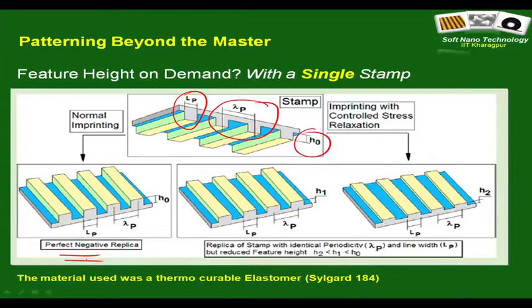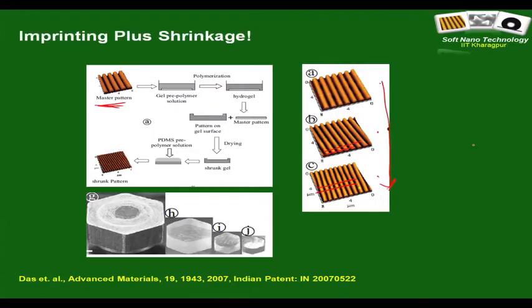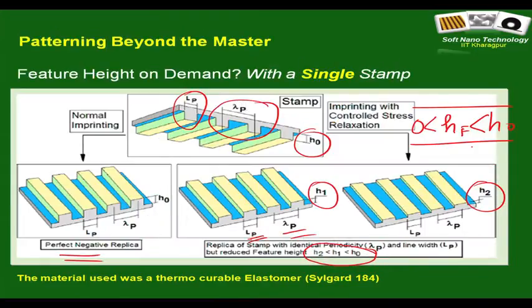But the question to ask is, using this stamp, is it possible to create structures that have the same line width and periodicity, but have different feature height? Of course, the limitation is the feature height varies between 0 and H0. H0 is the height of the original stamp feature. What is the difference between this method and the previously reported method based on shrinkage? Here there is only reduction in the height, the periodicity does not change.